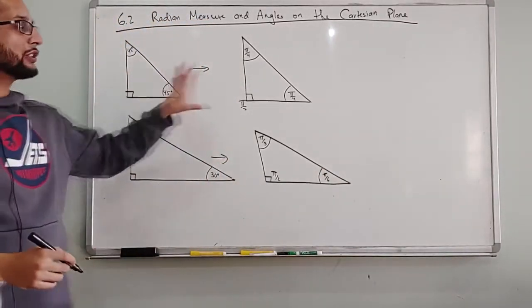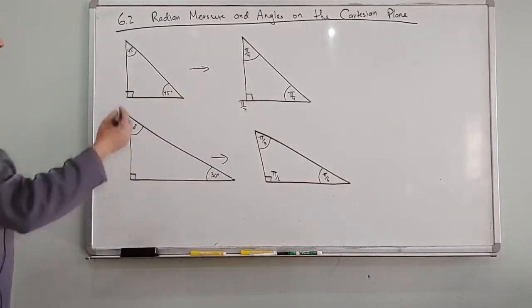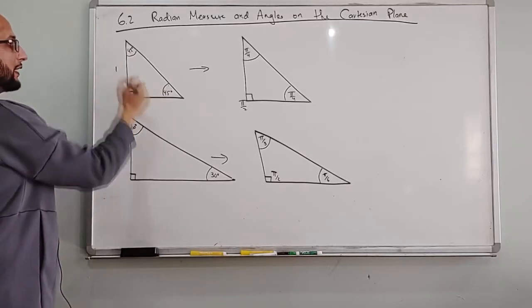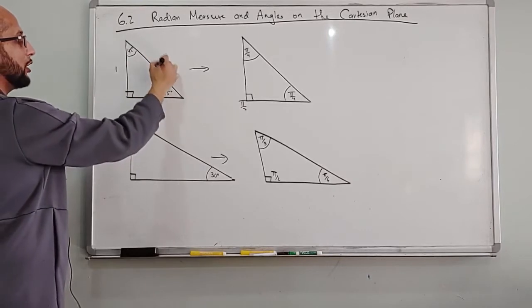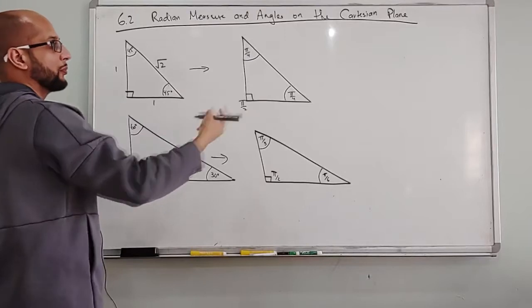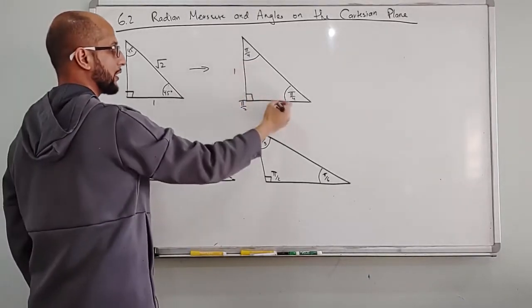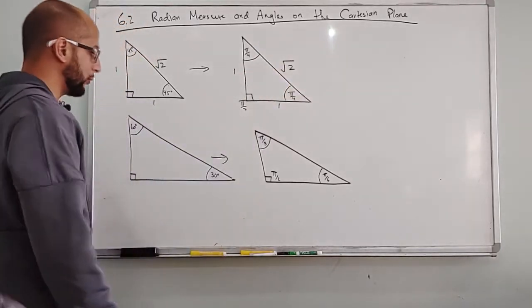Now, these two triangles are meaningless without the side lengths, so let's go ahead and fill those in. The 45, 45, 90 triangle has side lengths of 1, 1, and then if you use the Pythagorean theorem, you would get the hypotenuse as being root 2. So the pi over 4, pi over 4, pi over 2 triangle will also have side lengths of 1 and 1, and a hypotenuse of root 2.